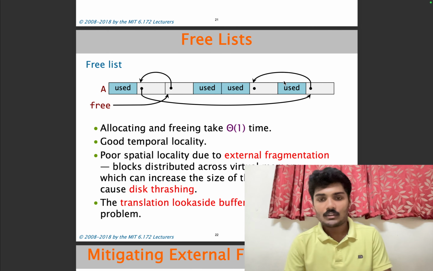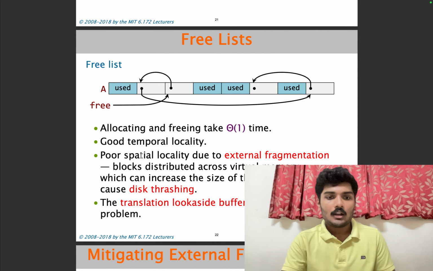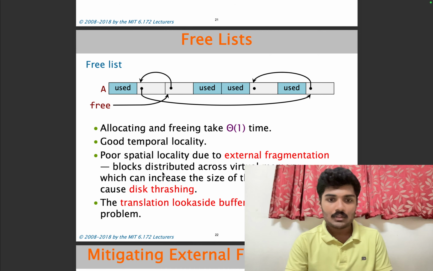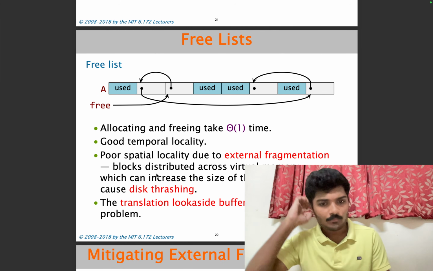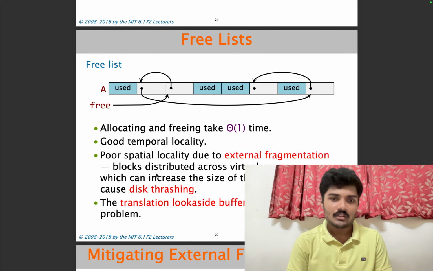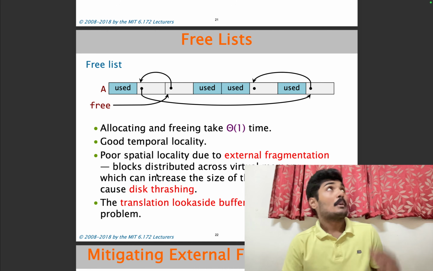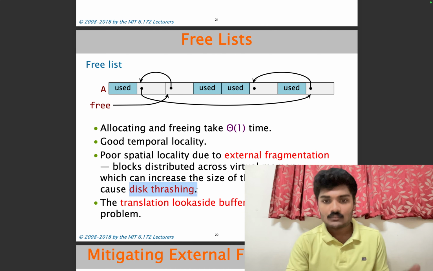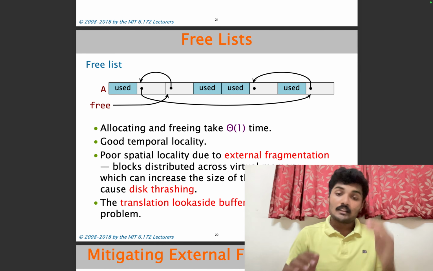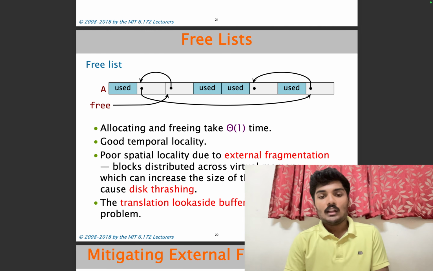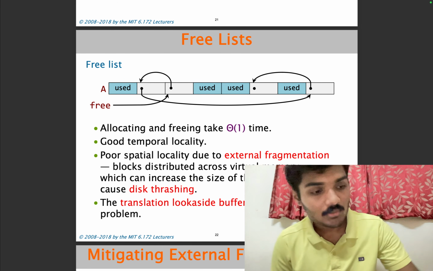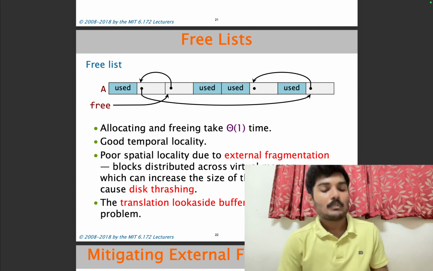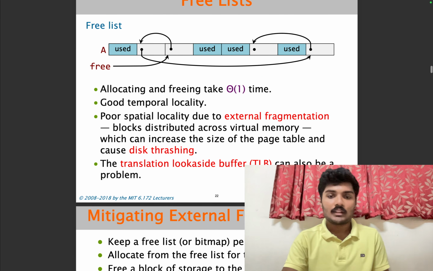Poor block locality due to external fragmentation, blocks distributed across virtual memory, which can increase the size of the page table and cause disk thrashing. I have looked up those terms, but I cannot discuss them right now. I have understood what disk thrashing means, and I've understood what the translation lookaside buffer means. I will explain them in tomorrow's video. Right now I can't. I have some stuff to do. But yeah, we have 10 minutes now.